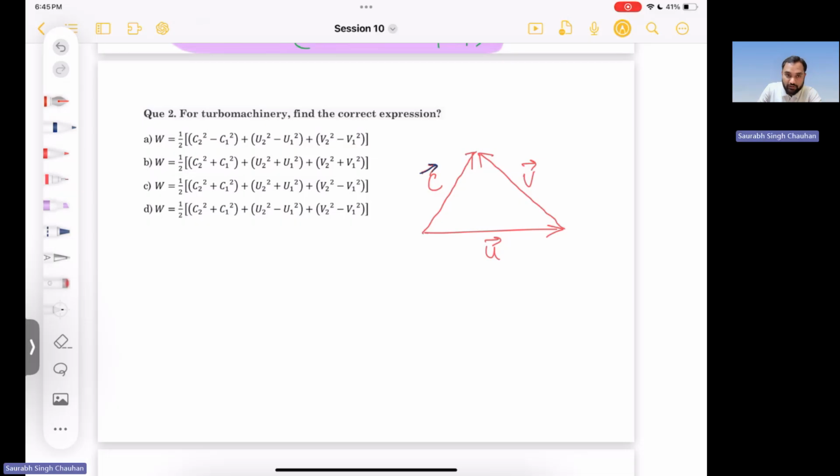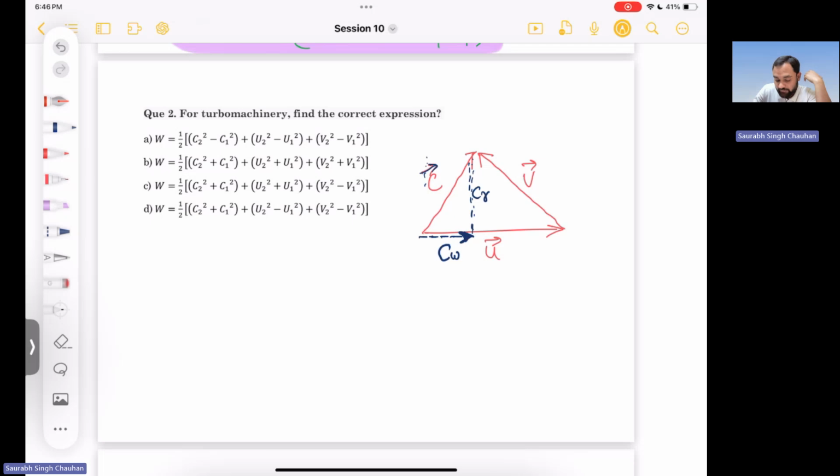So how do we define the vertical velocity? The vertical velocity component was defined as the component of absolute velocity along the tangential direction, meaning along the U vector. So C can be resolved into two components. One is CW, and another one is the radial component, CR.